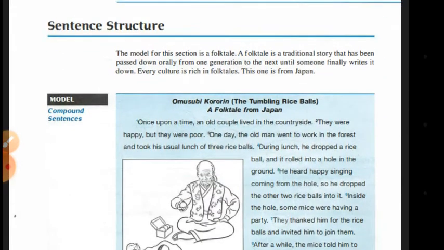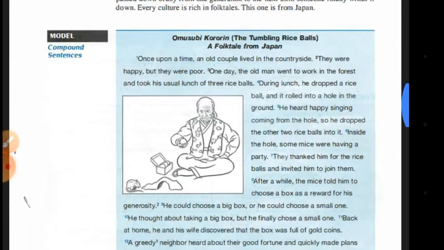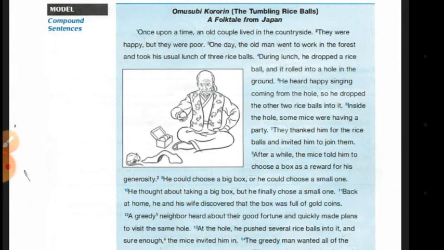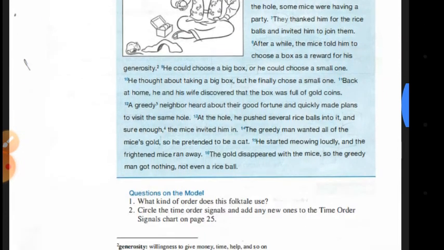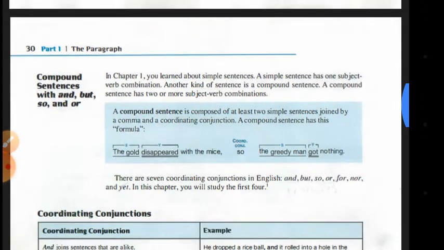Now we'll talk about another type of sentence. It is called combined sentences, الجمل المركبة. Look at this model; you're going to find a lot of examples of combined sentences. What do we mean by combined sentences? They are sentences connected to each other with a conjunction such as and, but, so, and or.